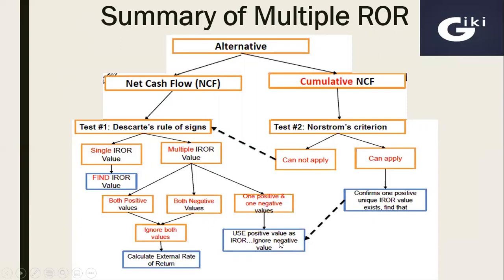And if we have one positive and one negative value, we'll use the positive value as internal rate of return and ignore the negative value. In case of Norstrom criterion, if cumulative net cash flow starts off positively, we cannot apply. If it starts off negatively and has one sign change, we can apply. And in that case, we'll confirm one positive unique value exists and find that. Then we'll use the positive value as internal rate of return and ignore the negative value. This is the summary of both methods. Then how to solve multiple ROR problems.